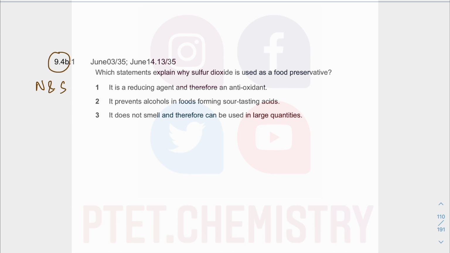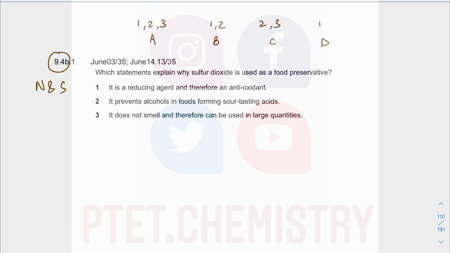Where you're given three statements. If 1, 2, and 3 are related to whatever they're asking, that's option A. If 1 and 2 are correct or related to what they're asking, that's option B. 2 and 3, there's C. And if only 1 is correct, that's option D.